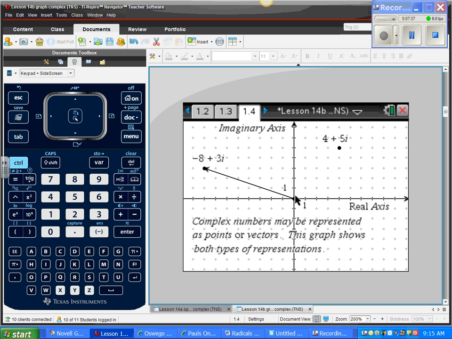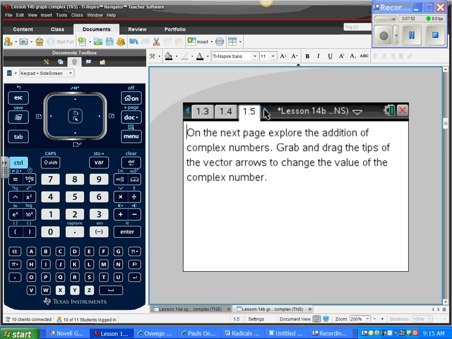So again, it can be represented as a point or as a vector. Which one are we going to use for our purposes? Vector. Notice this arrow does not extend past the point. If you extend it past, it's wrong. Understood? Okay, so on the next page, we're going to go through some adding and subtracting of complex numbers.